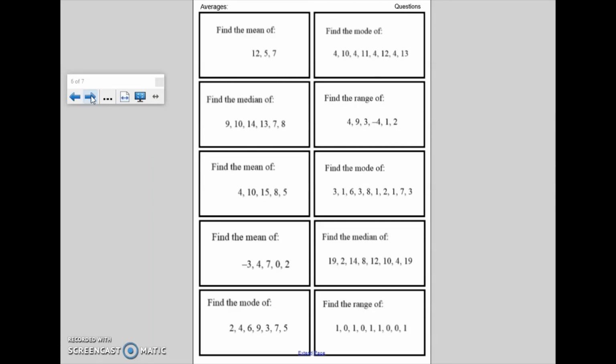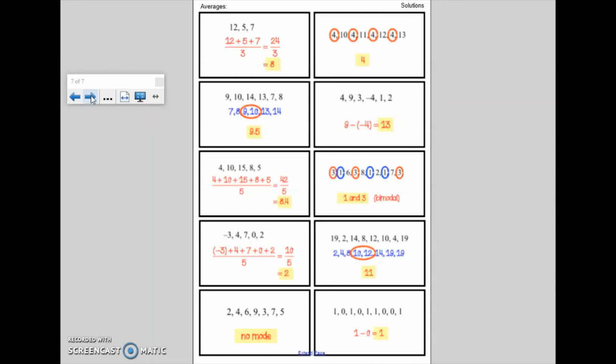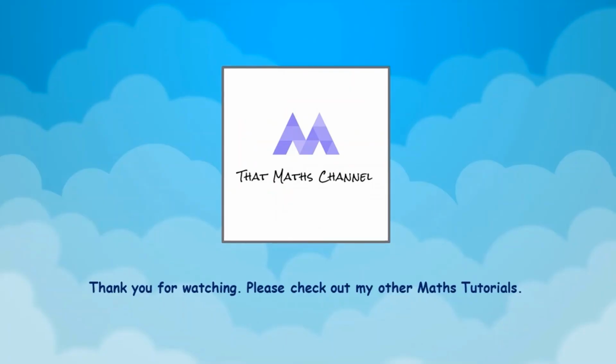Okay, welcome back. Hopefully you've had a go at those 10 questions. I'm just about to display my answers. Okay, so there are my solutions to the 10 questions. You can see for each one I've tried to show a little bit of working out how I calculated the certain average and why I got that solution.